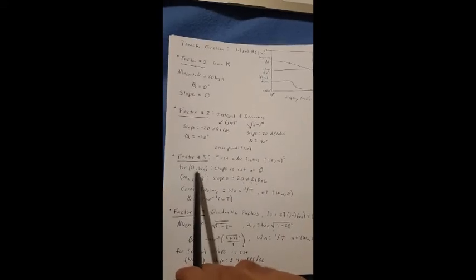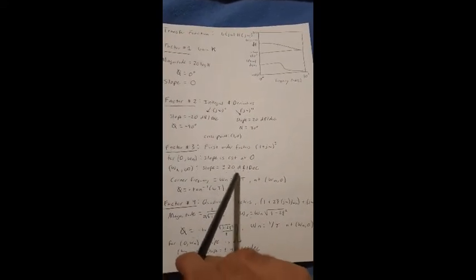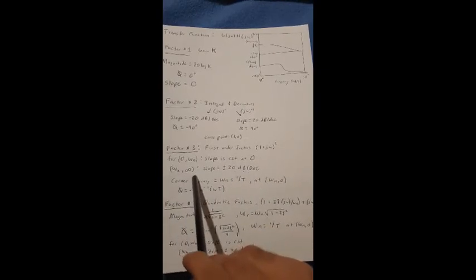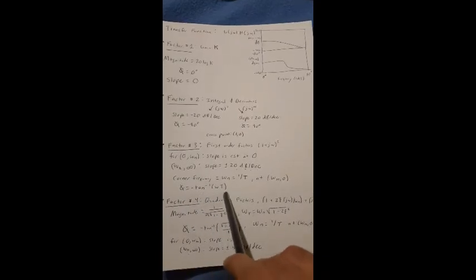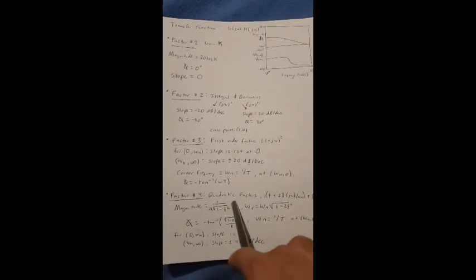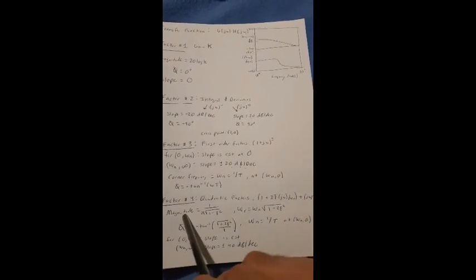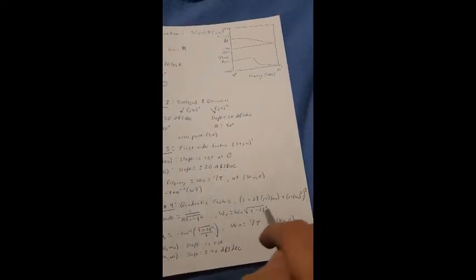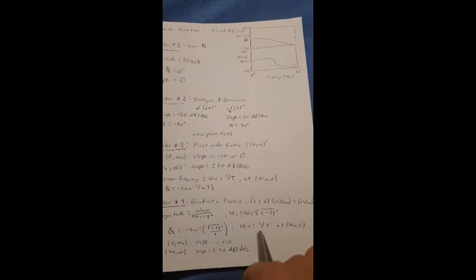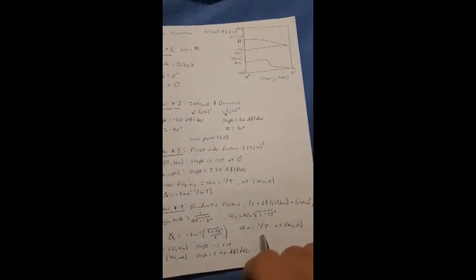The third factor is the first order factors, where the slope is 0 from 0 to the corner frequency, and the slope becomes plus or minus 20 dB per decade depending on this value here, when going from the corner frequency to infinity. This is the value of the corner frequency, and this is the value of the phase. And the fourth factor is the quadratic factors, where this is the magnitude, this is the resonance frequency depending on the damping ratio, this is the phase, and this is the corner frequency as well.